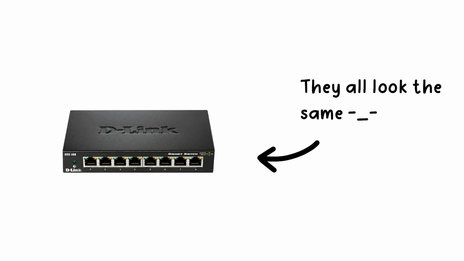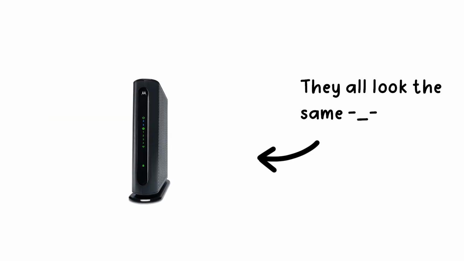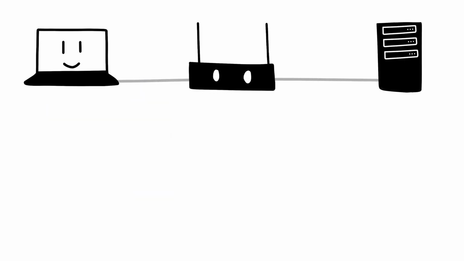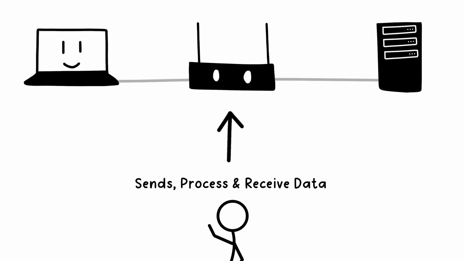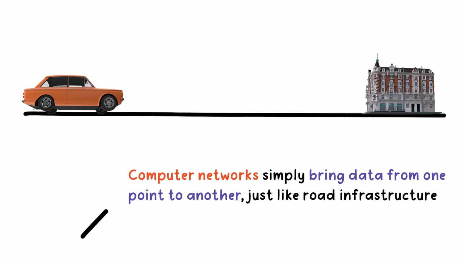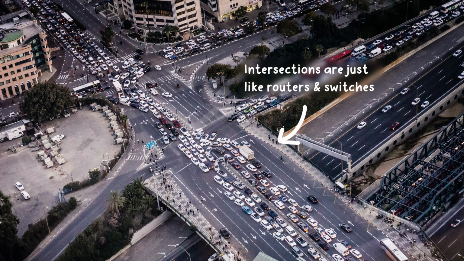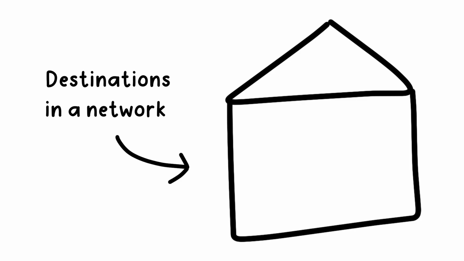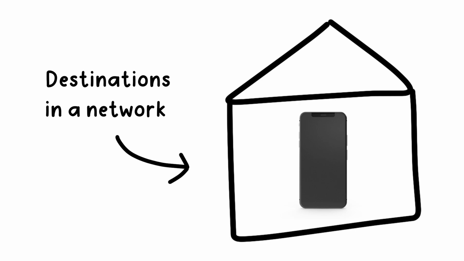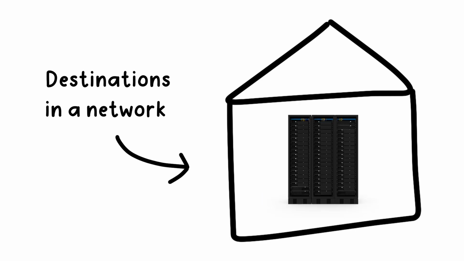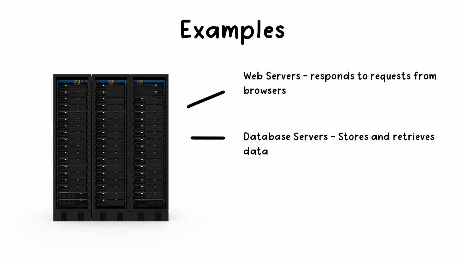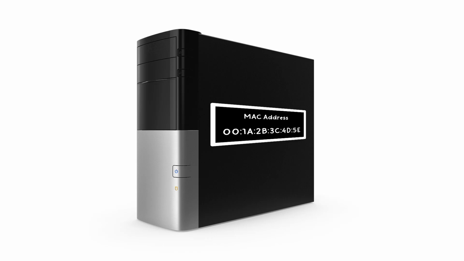Networking devices come in all shapes and sizes, and all kind of look the same. But fundamentally, they perform the same few tasks, which is either to send, receive, or to process data. Think of it like driving a car from one point to another. There are many different types of infrastructure that help facilitate that process, which is what computer networks are designed to do. The destinations are like the devices you use, your phones, laptops, or servers. Servers are simply systems that provide resources and services to clients, whether that is to send emails or to store data. Devices have addresses as well, that being their MAC address.